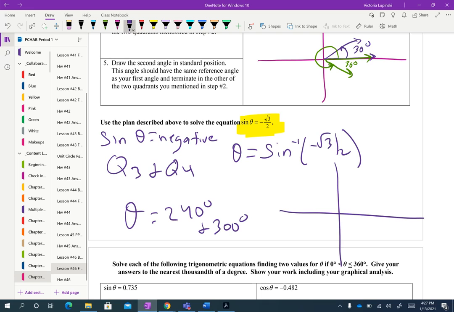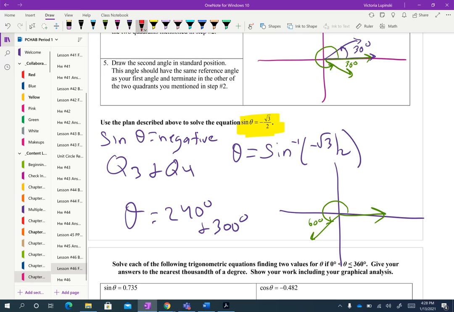Then you want to go ahead and draw both of those angles. And just like always, they should have the same reference angle. So 240, if you start in standard position and you go to 240, that's going to put you approximately here. And again, your reference angle would be 60.